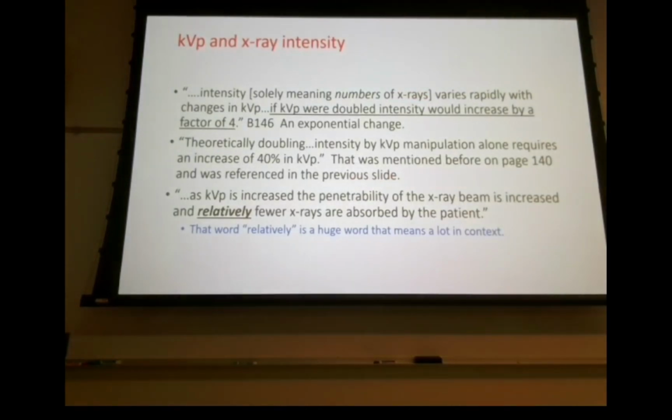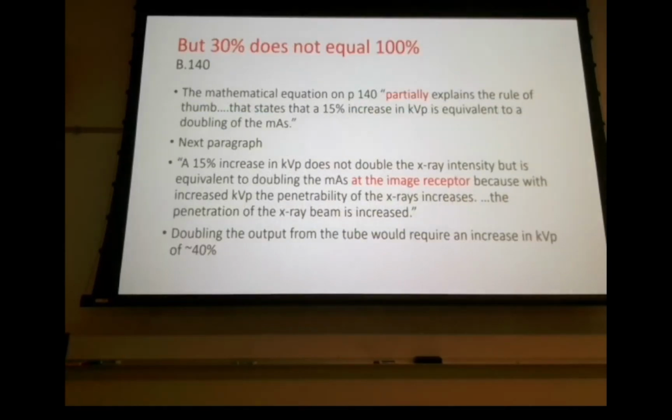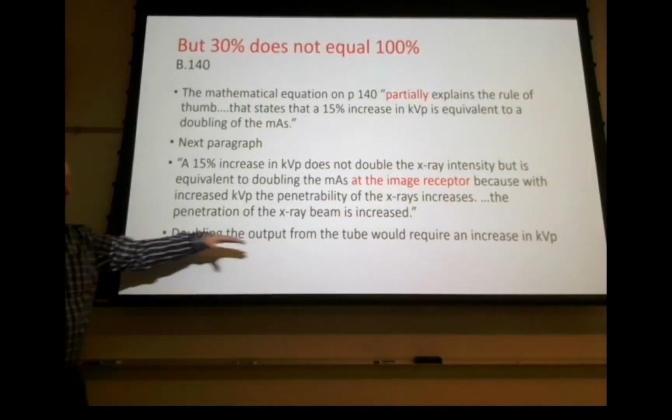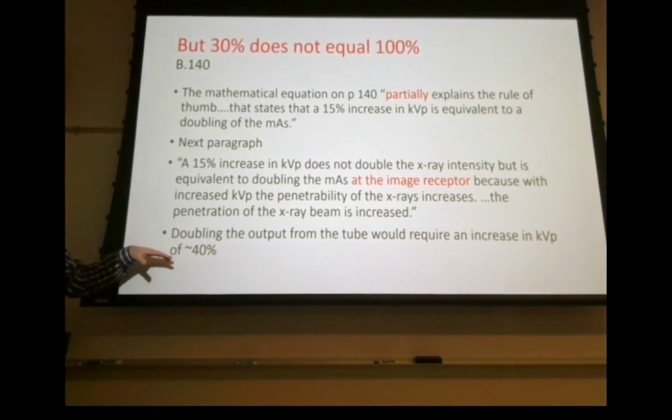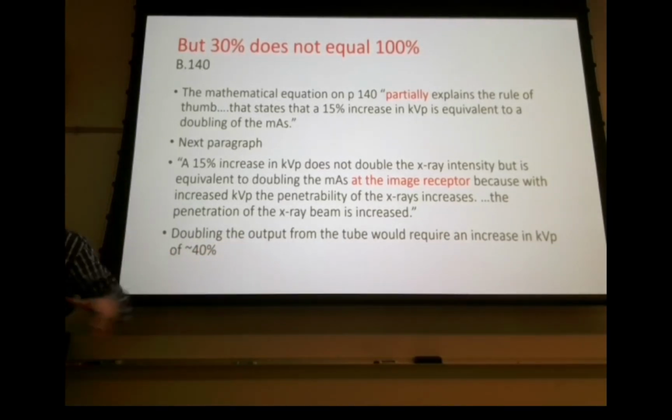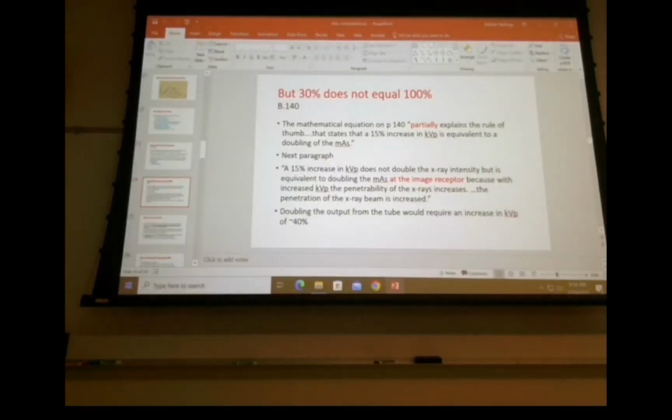It goes on to say intensity, as just the number of X-rays, varies rapidly with an increase in kVp. If kVp were doubled, then the intensity would increase by a factor of 4. So if we back up to this here, he says doubling the output from the X-ray tube will require an increase in 40 kVp. Let me just show you something. We'll do this.